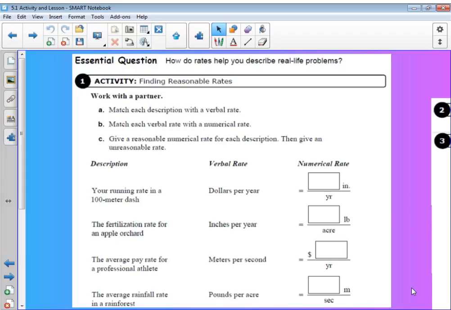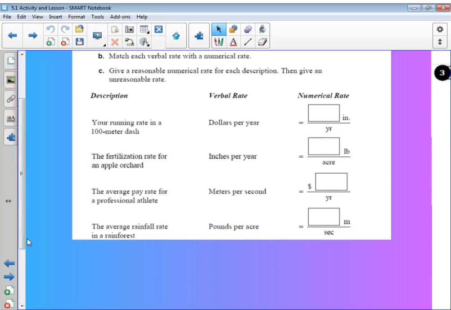This is our activity that we'll be working with. So activity 1, we're going to be matching descriptions with a verbal rate, as well as matching our verbal rate with our numerical rate, and then we're going to give a reasonable numerical rate. So it's kind of an educated guess for each scenario.